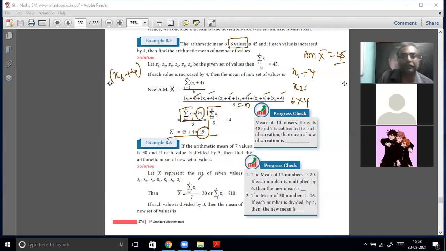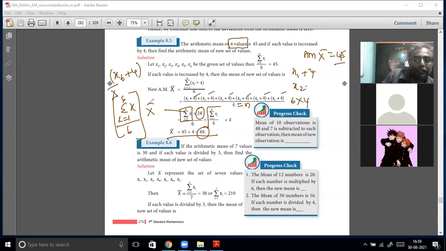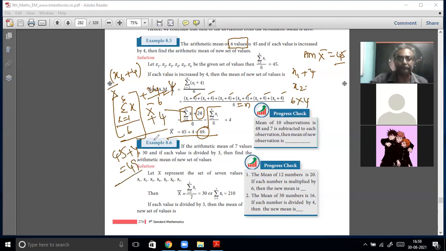That means this is the original mean. What is the original mean? Sigma i equal to 1 to 6 of xi divided by 6 is the original mean. Now plus 24 by 6, which is plus 4. So this plus 4 is coming. So 45 is the original mean, plus 4 is equal to 49. That is the way it is done.